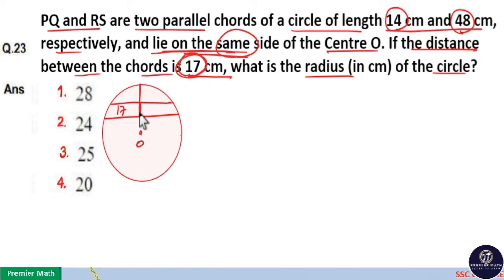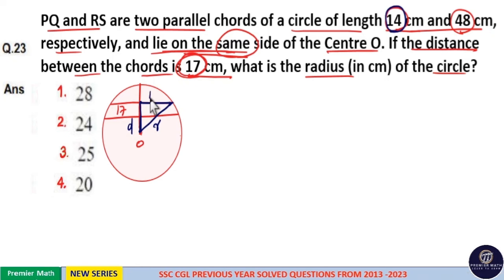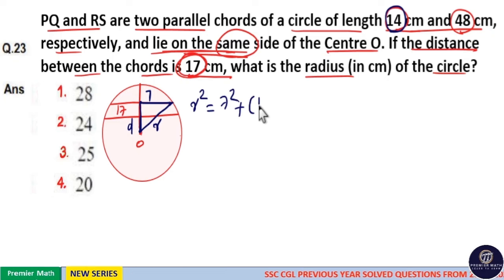Now this is radius R and this length consider it as D. Now, if you look at this triangle, this is radius R and this length is half of the chord length, that is half of 14, 7 cm. Now from this triangle you can calculate R, that is R square is equal to 7 square plus this length, which is 17 plus D. So 17 plus D the whole square.